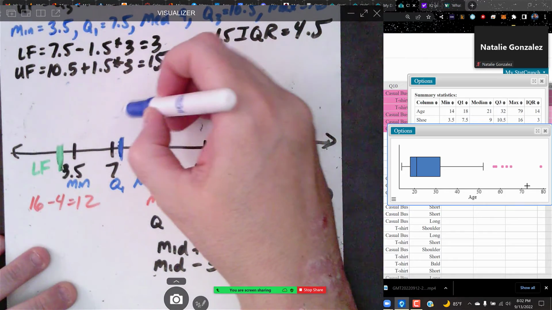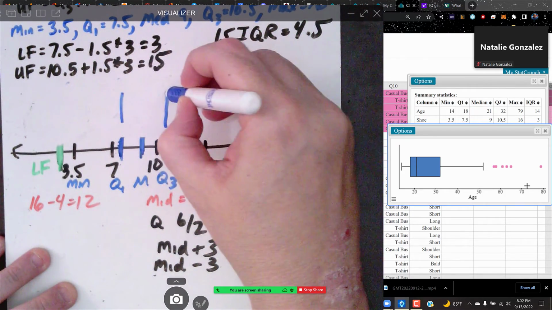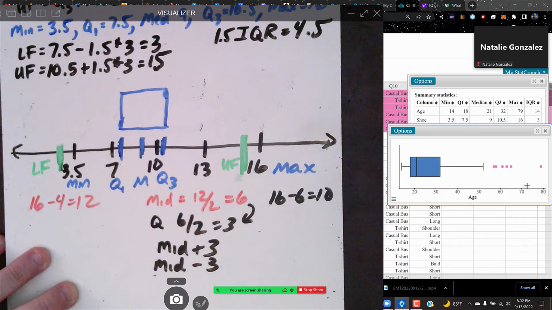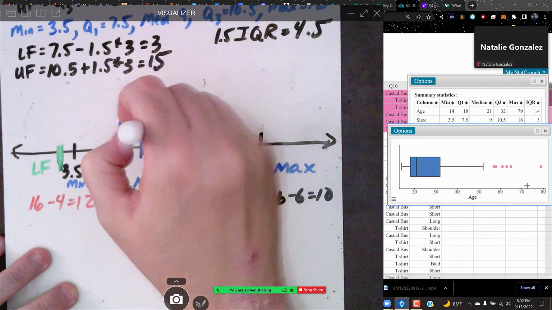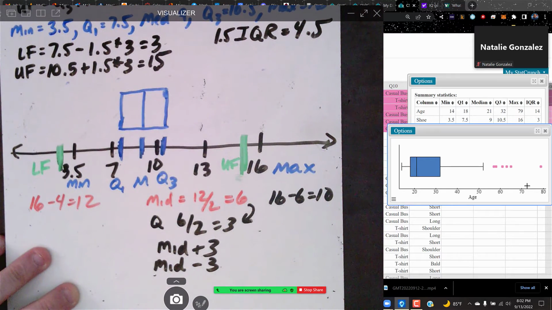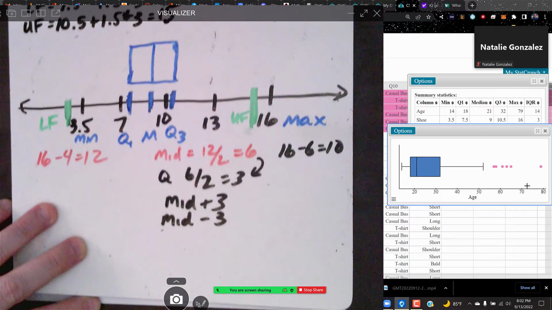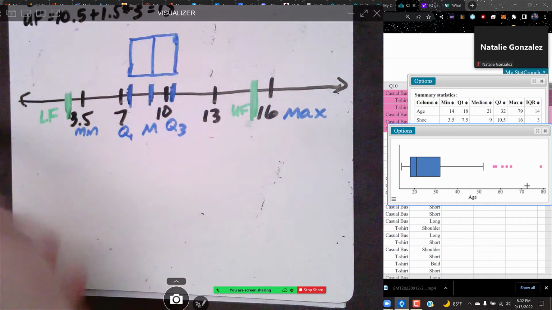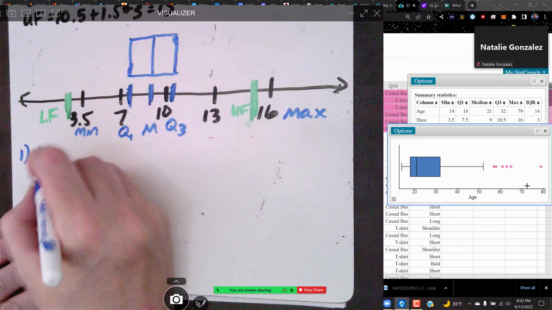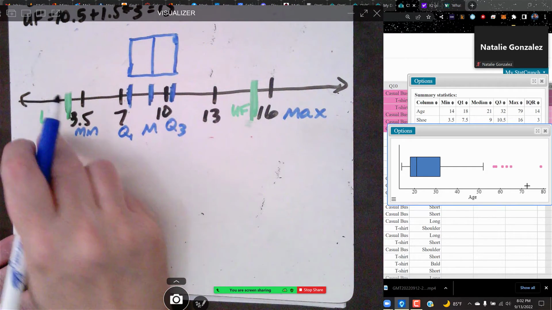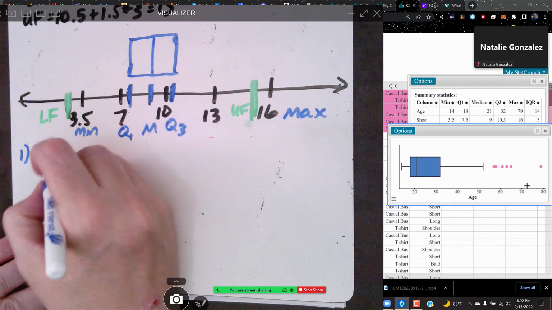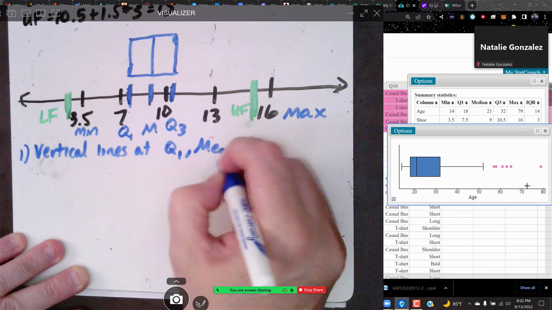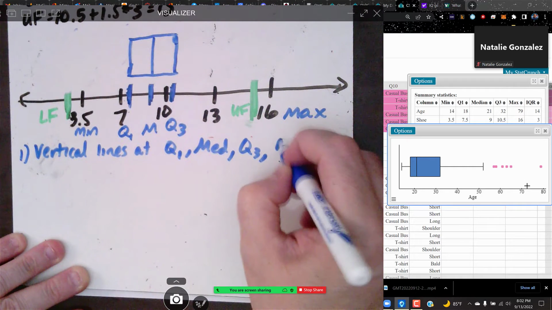So where Q1 and Q3 are, I'm going to make a box. And where the median is, I'm going to put a vertical line in that box. So what am I doing here? I'll write the instructions down here. Vertical lines at Q1, median, and Q3. And make a box.